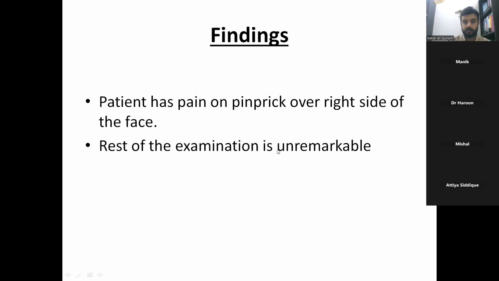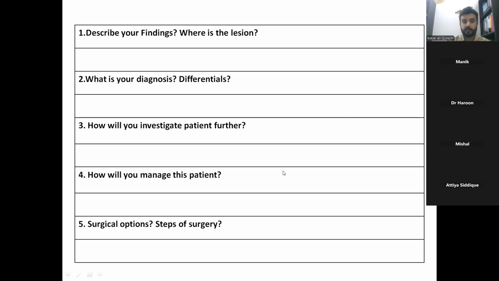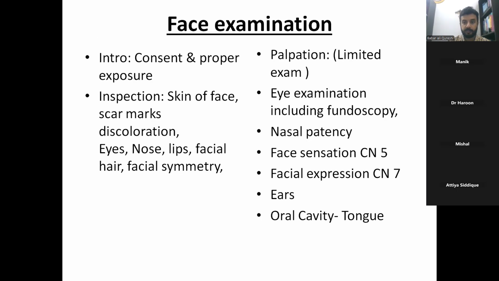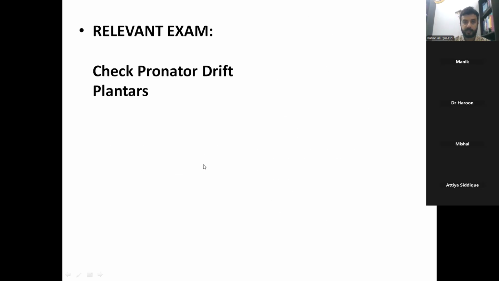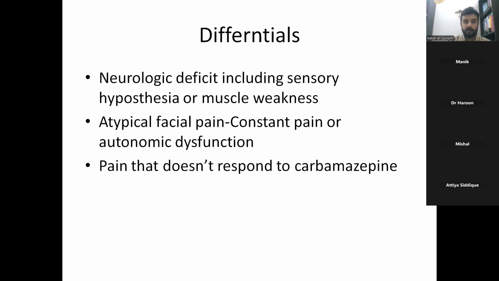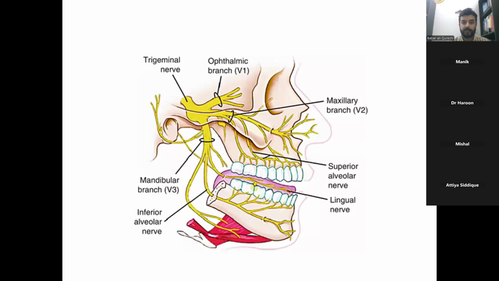Okay, so Dr. Haroon, really nice and well done for the station. Thank you, sir. Okay, so face examination we have discussed multiple times. I have already told you some important things in this. Coming to the differentials, the important one is the atypical facial pain which remains constant, and autonomic dysfunction also occurs in it, and pain that does not respond to carbamazepine. You have to think about other possibilities, where a neurological deficit appears, you have to think about the trigeminal schwannoma.